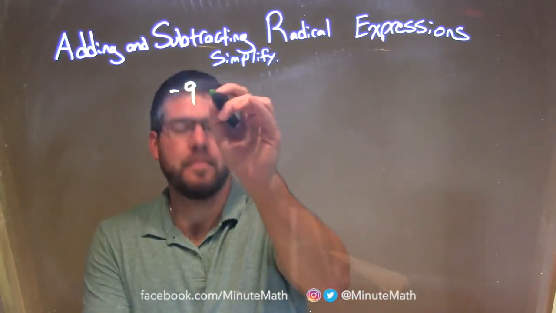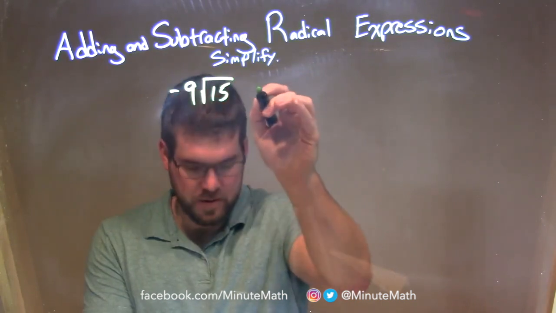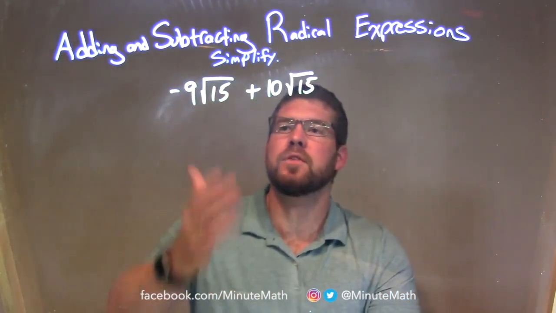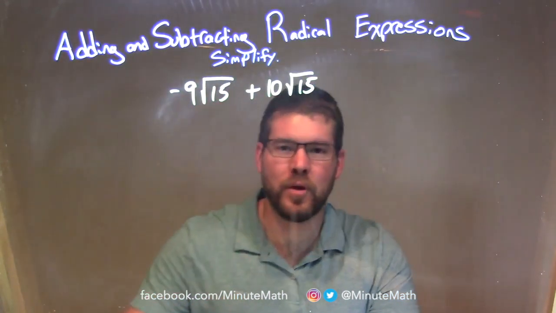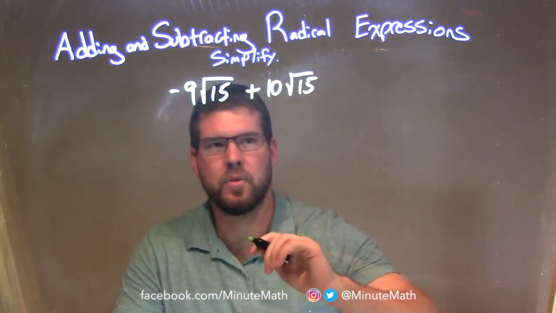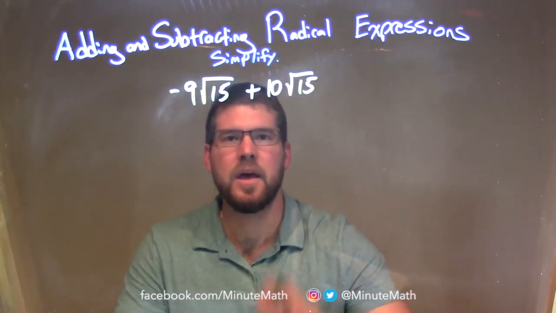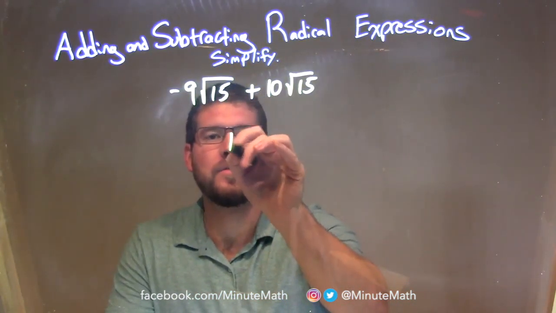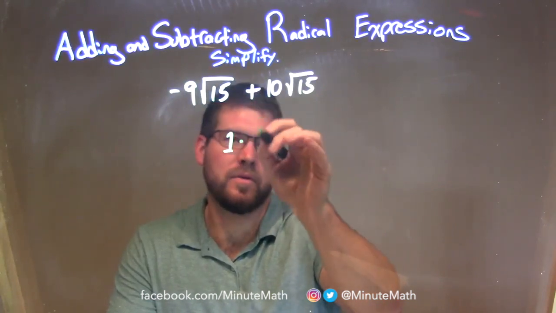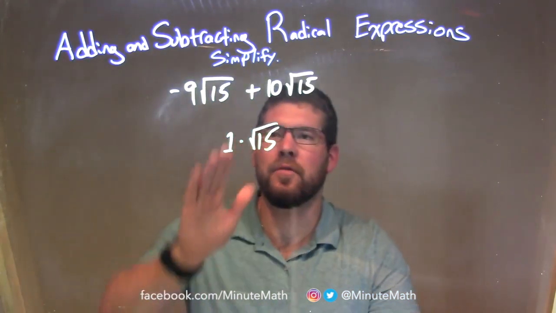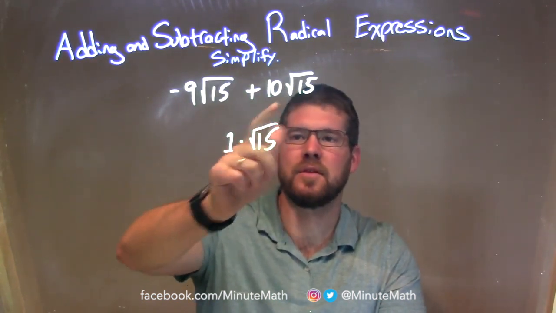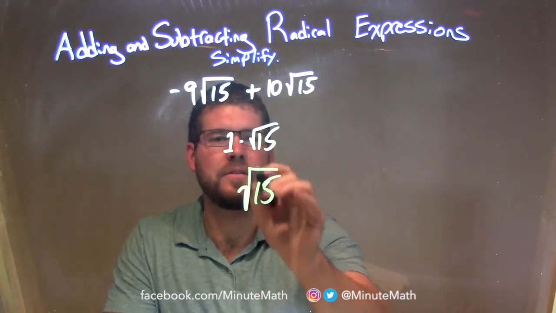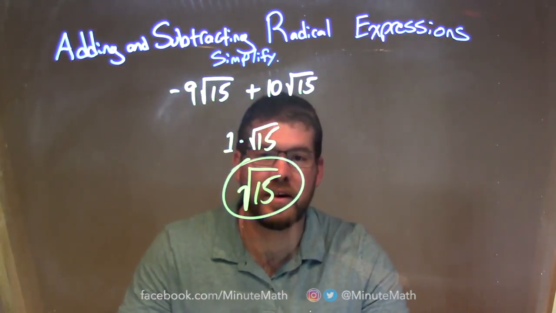Negative 9 times the square root of 15 plus 10 times the square root of 15. Okay. Well, since they both have a number multiplied by the square root of 15, we can look at the number in front of the square root of 15, the negative 9 and the 10. If we added those together, negative 9 and 10, we just have a 1. Okay? So if we write this, we just have 1 here, times, and we bring down the square root of 15. Okay? So if they have the same square root, we can do that. We have negative 9 plus a 10, it's just a 1 times square root of 15. 1 times square root of 15 is just square root of 15. Let's make it nice and neat there. And there we go. That's our final answer.